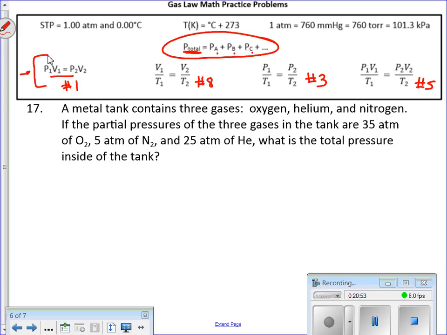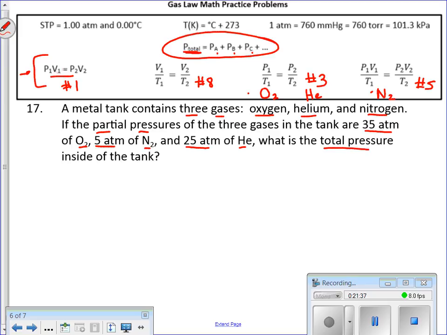So if I have a metal tank that contains 3 different gases, oxygen, helium, and nitrogen, you should recognize that oxygen is O2, it's a diatomic molecule, it's one of the Brinclhof elements. Helium is monatomic. And then nitrogen, N2, is also diatomic. These 2 are your Brinclhof elements. Okay, so the tank contains oxygen, helium, and nitrogen. If the partial pressures, that means the sum of all the individual pressures of the 3 gases in the tank, total 35 atms of oxygen, 5 atms of nitrogen, and 25 atms of helium, what's the total pressure?